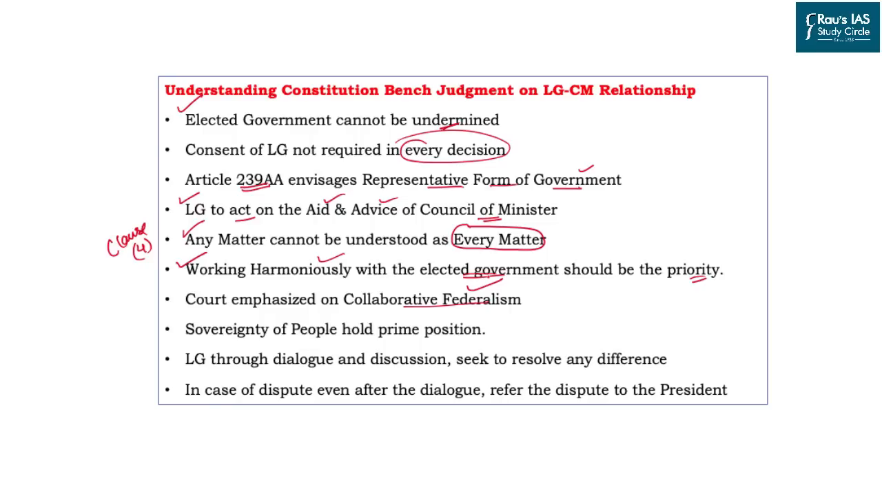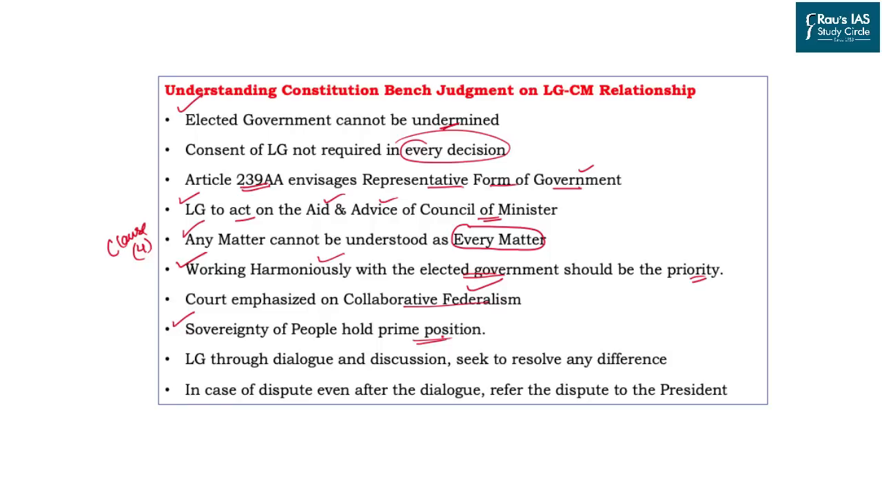The next was that the sovereignty of people holds the prime position in a democracy. The court held that it is the people who are sovereign and not the Chief Minister or the Lieutenant Governor. It is a democracy, and decisions of the elected government represent what the public is actually thinking. What is the perception of the people? What are the popular sentiments? If the Lieutenant Governor keeps on taking decisions on his own, it goes against the sovereignty of the people enjoyed under the Constitution.